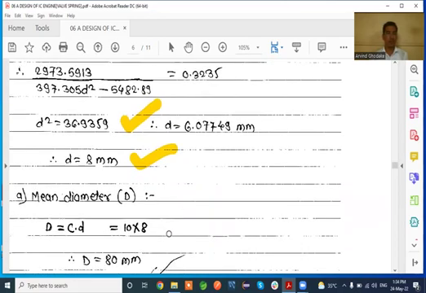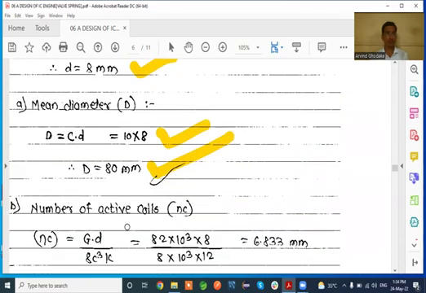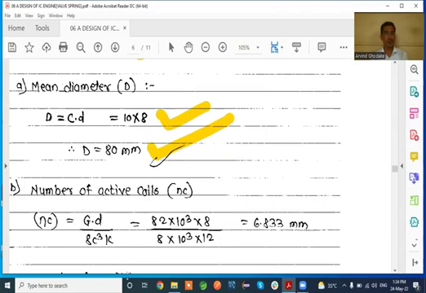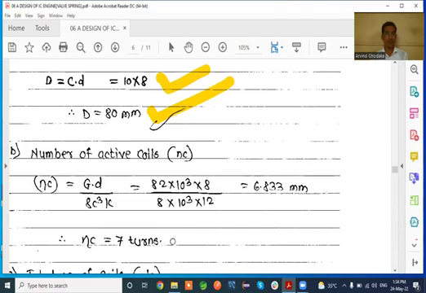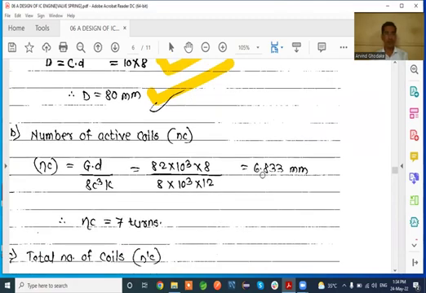Then mean diameter D is equal to C into d. Therefore, the spring index C is 10 and the wire diameter is 8. Therefore, the mean diameter is equal to 80 mm. Then the number of active coils Nc is given by the formula G into d by 8C cube K. By simplifying all the values, we will get the number of active coils equal to 6.833. So that will be equal to 7 turns.